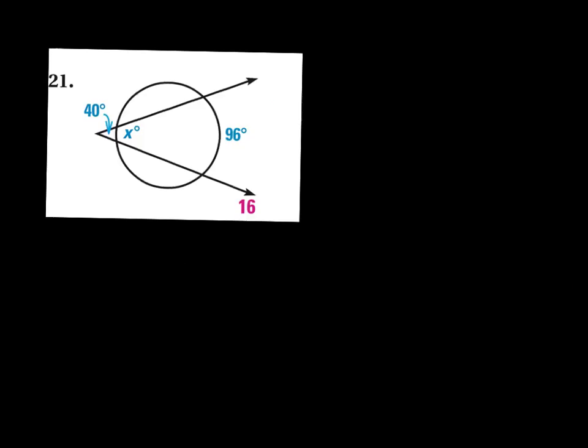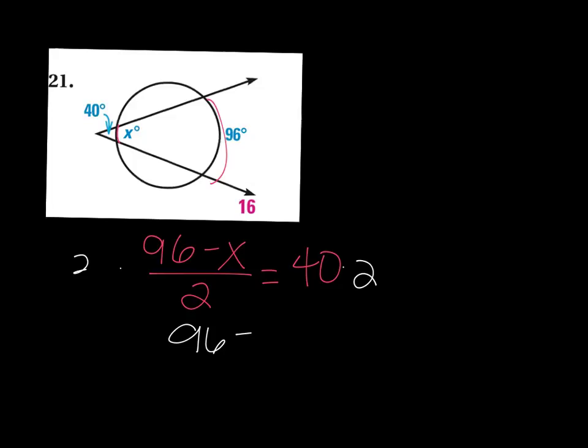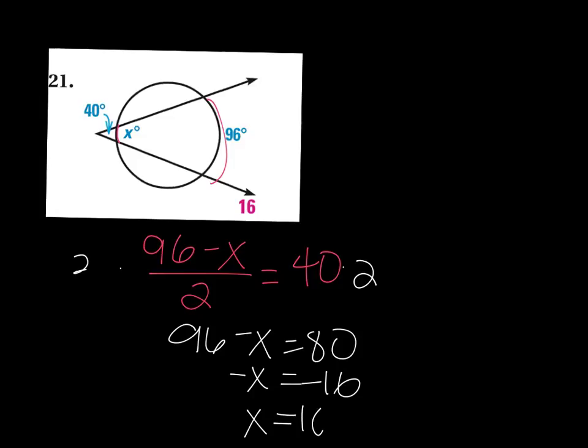21 is your exterior angle. This is big minus little divided by 2. So the big arc is 96. The little arc is x divided by 2 equals the angle. This time my unknown is one of the arcs. So one of those 3 things is going to be unknown. So I want to solve this equation. I'm just going to multiply by 2. 96 minus x equals 80. Negative x equals negative 16, and x equals 16.